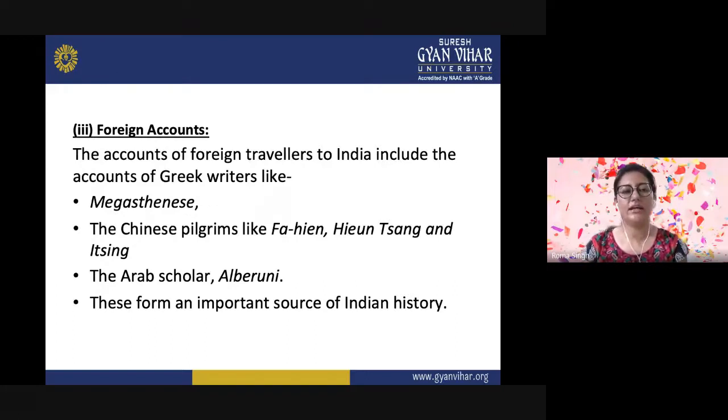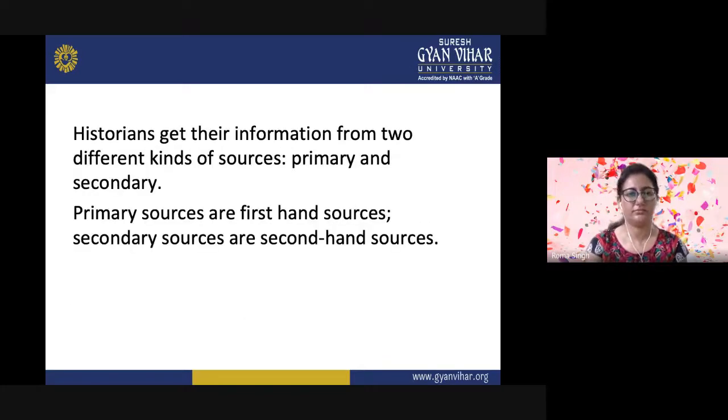Then there are other kinds of accounts, like the foreign travelers' accounts. These accounts of foreign travelers to India include the accounts of Greek writers like Megasthenes, who was there in the court of Chandragupta Maurya. Then the Chinese pilgrims who visited India to study Buddhism, like Fa-Hien, Hiuen Tsang, and I-Tsing. Then there was the Arab scholar Al-Biruni, who wrote the book Kitab-ul-Hind, where we came to know why India was known as Hind or Hindustan. So these form an important source of Indian history.